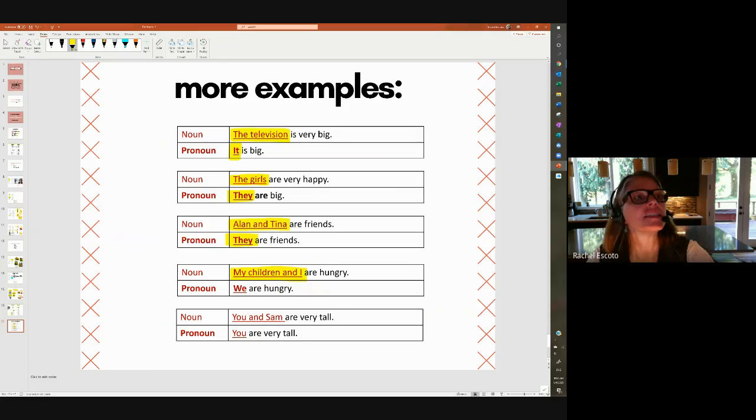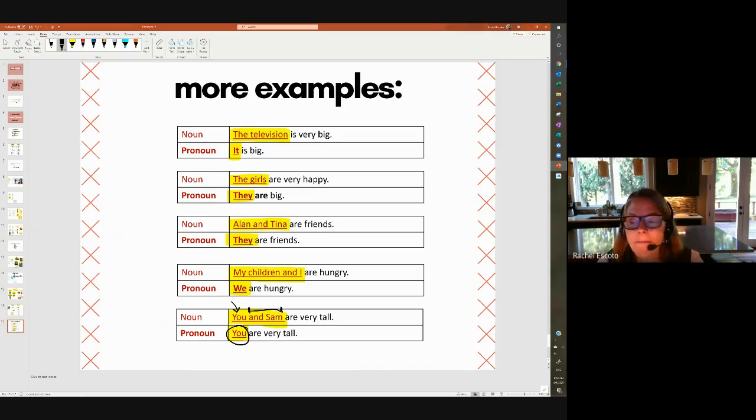And here we have my children and I. If it was just my children are hungry, we would say they are hungry. But this one says my children and I, which means that I am also in this group. So this turns into we are hungry. And here's you and Sam are very tall. And this is you plural. We have you singular and Sam, right? And when we put that together, it turns into you plural.